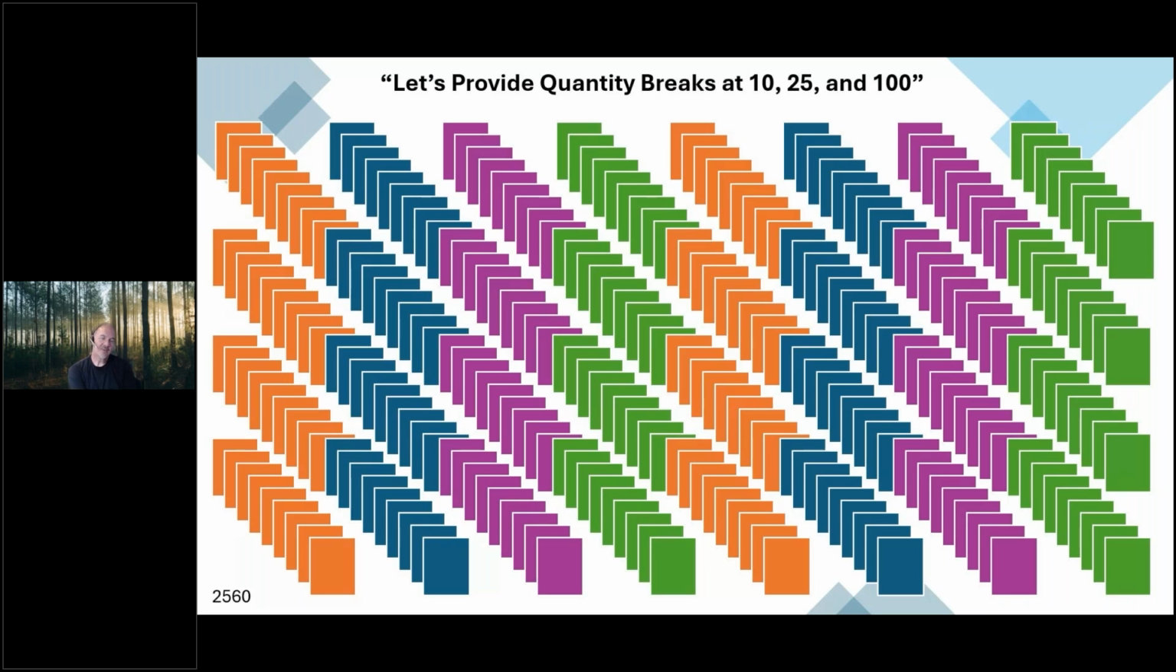Because after we customized that, somebody came and said, let's provide quantity breaks at 10, 25, and 100, because if you buy more, we want to give you more of a discount. So now we have just made 4 times as many price sheets, and now we're up to over 2,500 records. And of course, as you can imagine, it's not that complicated in Rockton Pricing Management. And then let's invent something else.